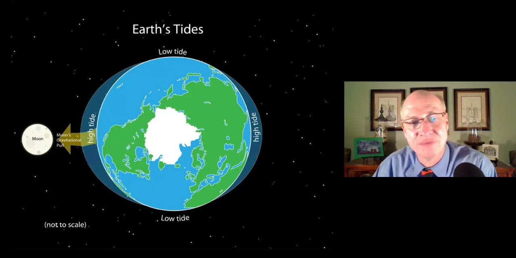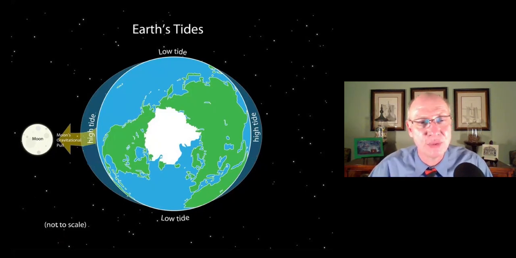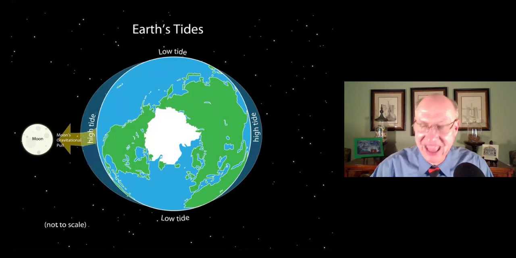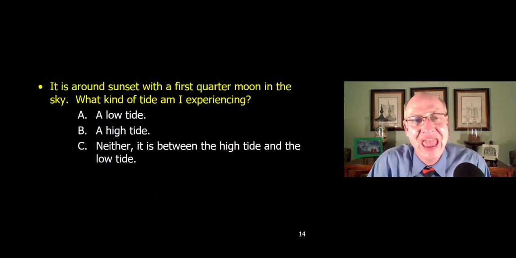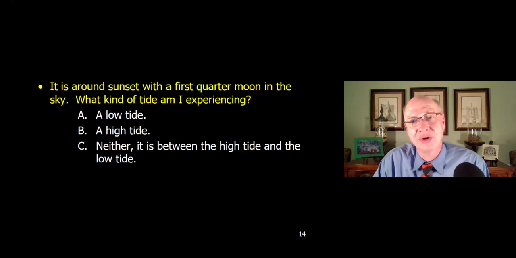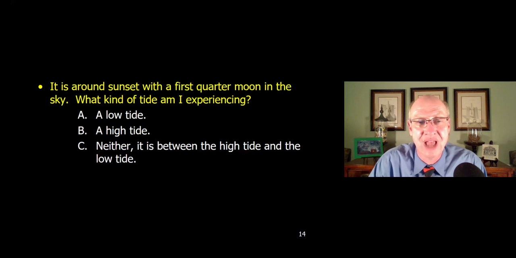Now, here's the interesting thing. We can combine the tides that we're getting from the moon with our knowledge of the phases of the moon and where the moon is at different times to be able to answer a really cool question like this. It's around sunset, and there's a first quarter moon in the sky. What kind of tide am I experiencing? Am I experiencing a low tide, a high tide, or neither? Is it in between high tide and low tide? So I want you to go out to Learning Catalytics and I want you to answer this question. It's around sunset with a first quarter moon in the sky. What kind of tide am I experiencing?